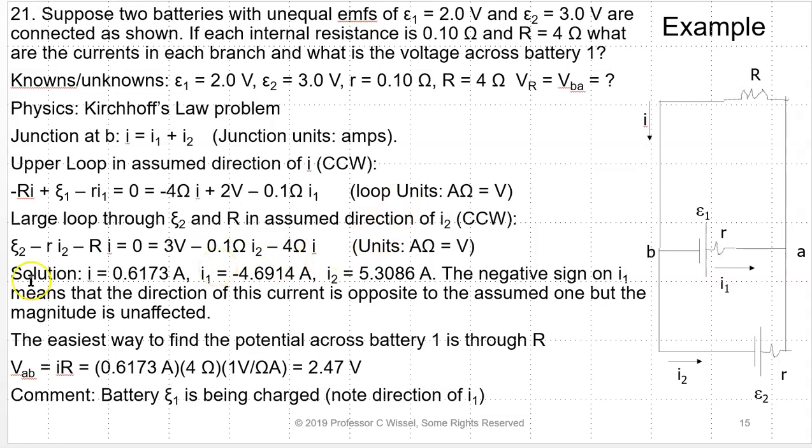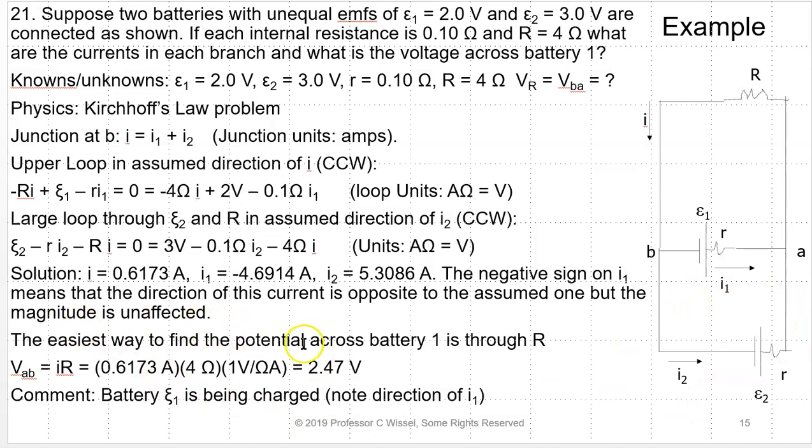I can solve it. When I do that, I equals 0.6138 amps. I1 is negative 4.6914 amps. I2 is positive 5.3086 amps. This just means I guessed the current incorrectly on I1. So I1 is actually going in the opposite direction.